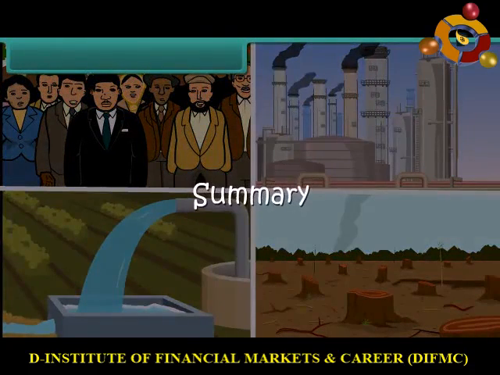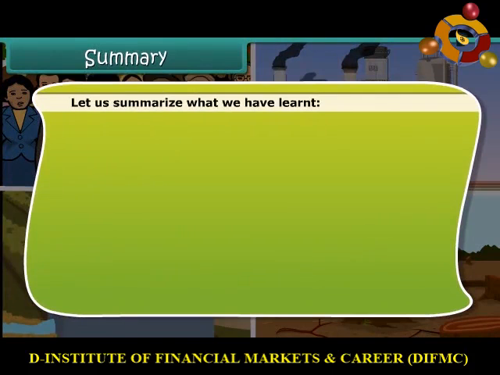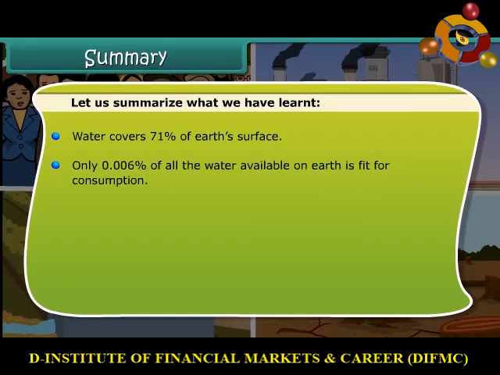Summary. Let us summarize what we have learned. Water covers 71% of Earth's surface. Only 0.006% of all the water available on Earth is fit for consumption. Water exists on Earth in three forms: solid, liquid, and gas.